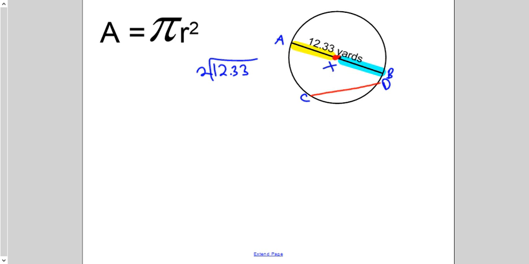Do not round at this point. Do not round your radius or diameter ever. Please don't do that. 6.165 is the radius length, because if you times this by 2, you get 12.33. So now we just plug this in to our formula up here.